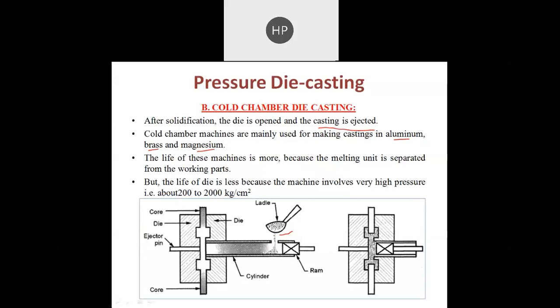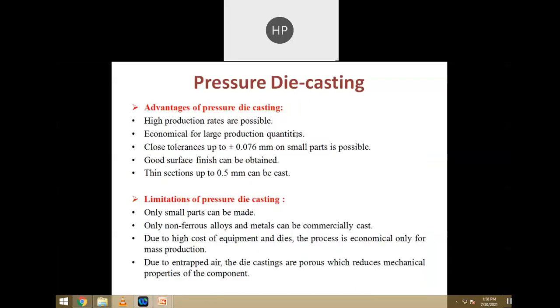Okay, so the die life is less as compared to hot chamber die casting, but the overall life of the machine is larger as compared to hot chamber die casting. Okay, so this is how cold chamber die casting works.